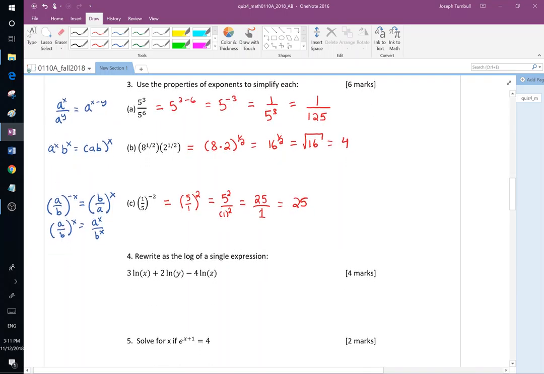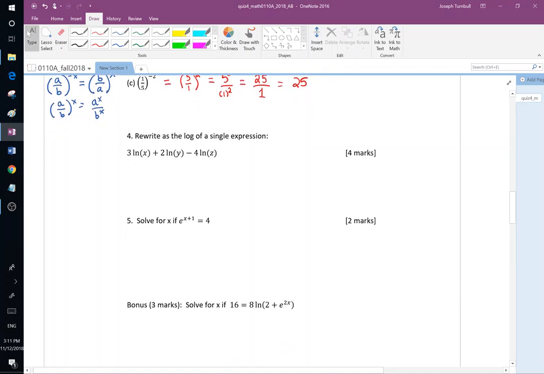Okay. Question 4. Rewrite as log of a single expression. That means we want this to say log of one thing. And as a note, ln of x means it's a log function, it's log base e of x. E is Euler's number, 2.7, and so on.